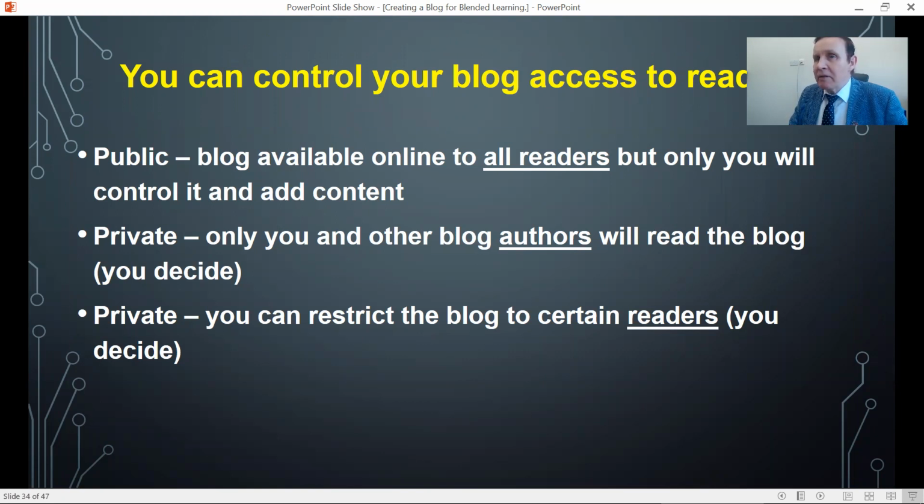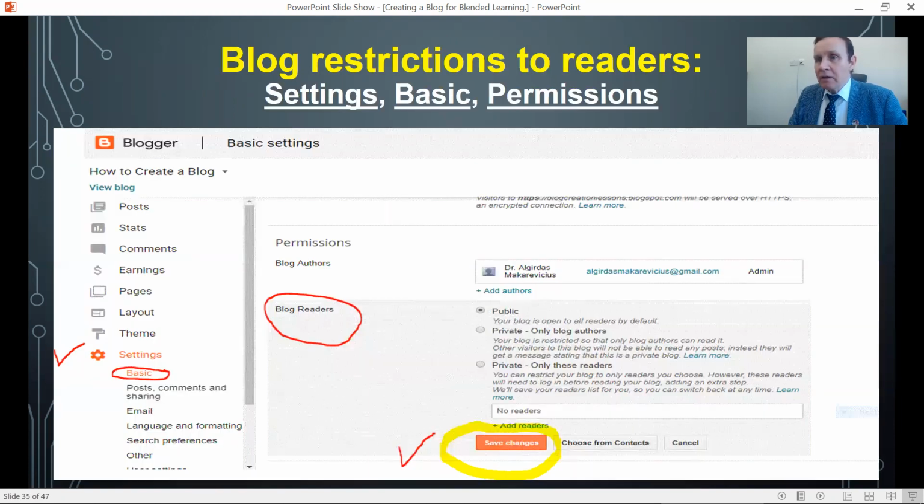A public blog is available online to all students or all readers, but only you will control it and add the content. With a private blog, only you and other blog authors will read the blog that you decide. And you can also privately restrict the blog to certain people, certain readers you decide. So there are quite a few choices here. You can see them here.